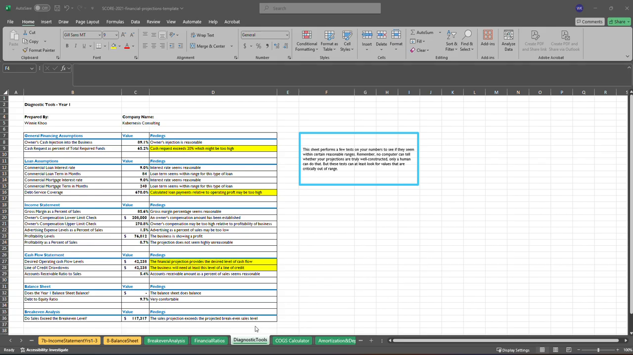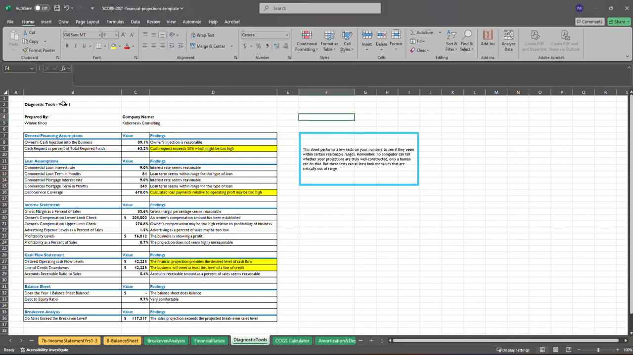This video, we are looking at the Diagnostic Tools tab. This tab covers year one, but the diagnostic tools can be used for any year and any set of financials. There's a note here that says this sheet performs a few tests on your numbers to see if they seem within certain reasonable ranges. Remember, no computer can tell whether your projections are truly well constructed. Only a human can do that. So only you, as the owner of the business, know for sure. But these tests can at least look for values that are critically out of range.